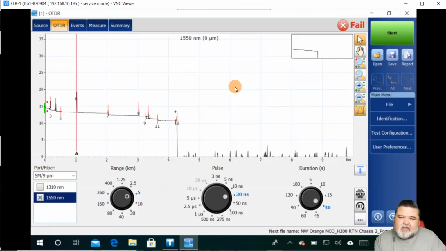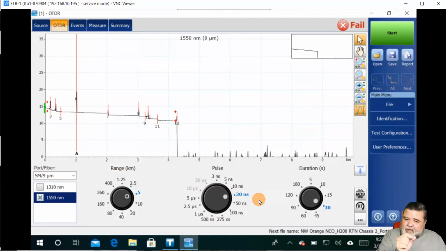Pulse width and duration work hand in hand. Pulse width is the length of the actual pulse itself, and we measure it by default in time. So 5 nanoseconds, 30 nanoseconds. That's how long the pulse is in time. So the laser turns on for 5 nanoseconds and turns off. It's about a half a meter pulse, right? So about a foot.